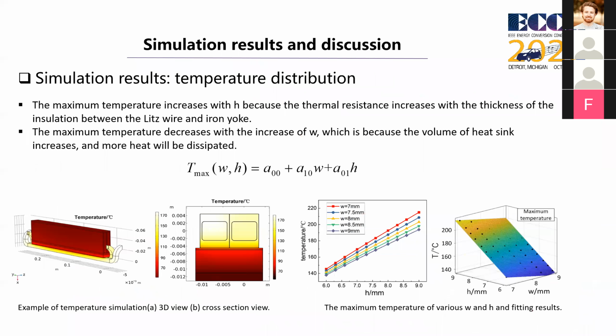So in terms of the temperature simulation, we can see the end winding area is the hottest because it is far away from the heat sink. And it is also found the maximum temperature increases with age because the thermal resistance increases with the thickness of insulation between the lead wire and the iron yoke. But the maximum temperature decreases with the increase of W, which is because the volume of the heat sink increases and more heat will be dissipated.